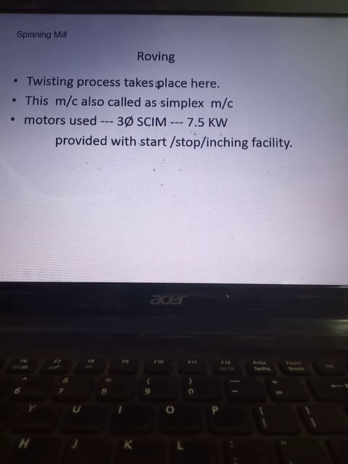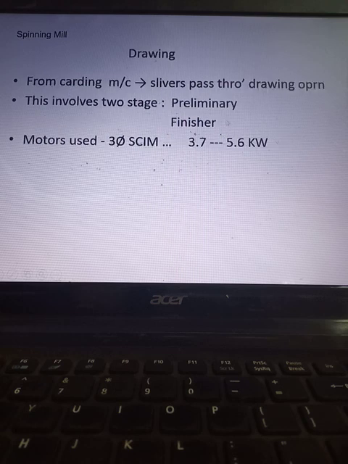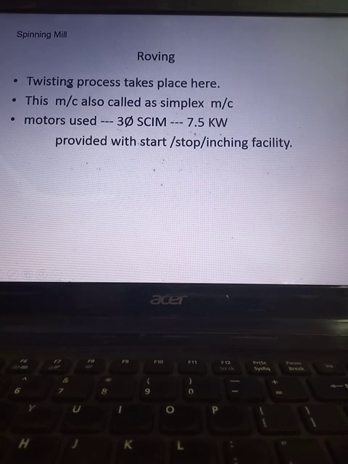Next, the operation is roving. Roving is the twisting process, twisting operation. Here, the earlier slivers obtained by carding and then by drawing are twisted, and the machine used for this purpose is called a simplex machine. And the motor is a three-phase squirrel cage induction motor of the rating of about 7.5 kilowatt.